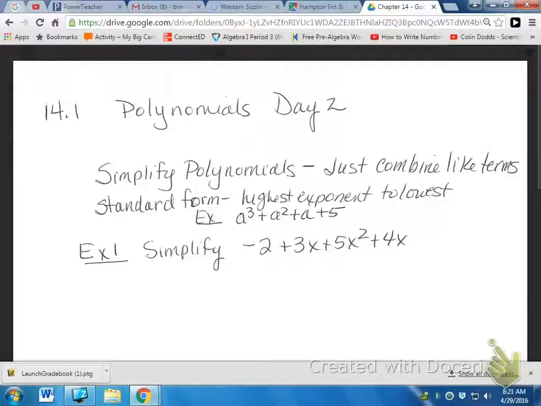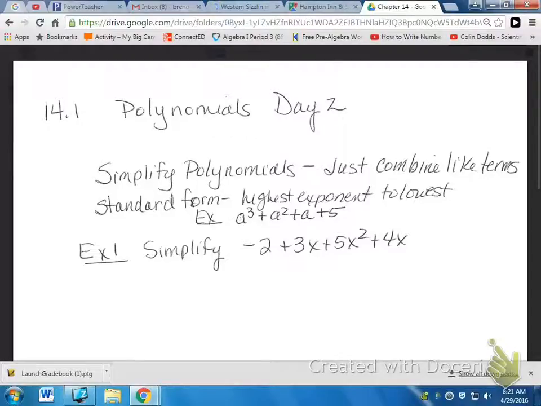Lesson 14.1, Polynomials, Day 2. So this is in addition to what we talked about yesterday with polynomials. It is learning how to simplify polynomials and writing them in what's called standard form.